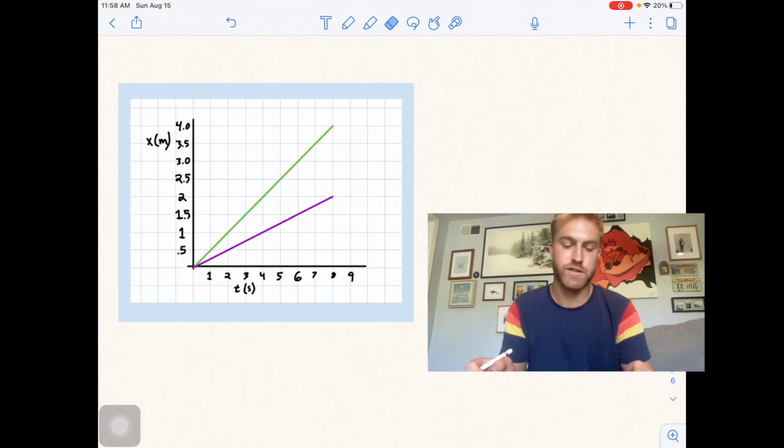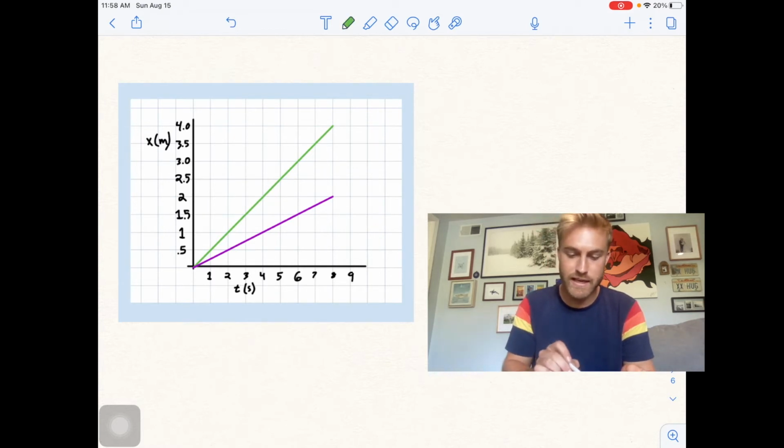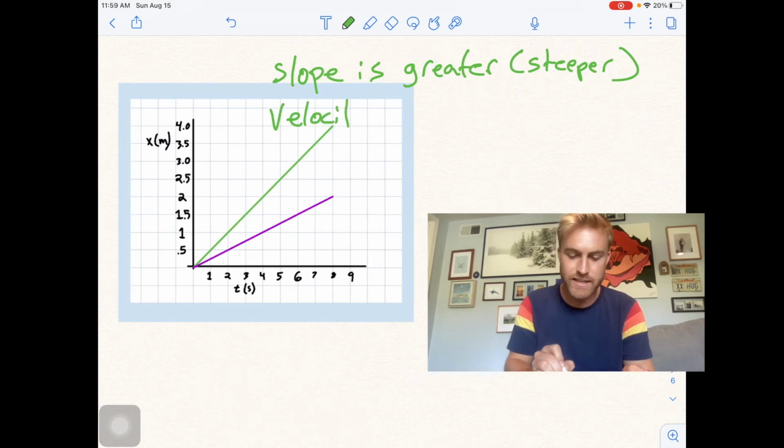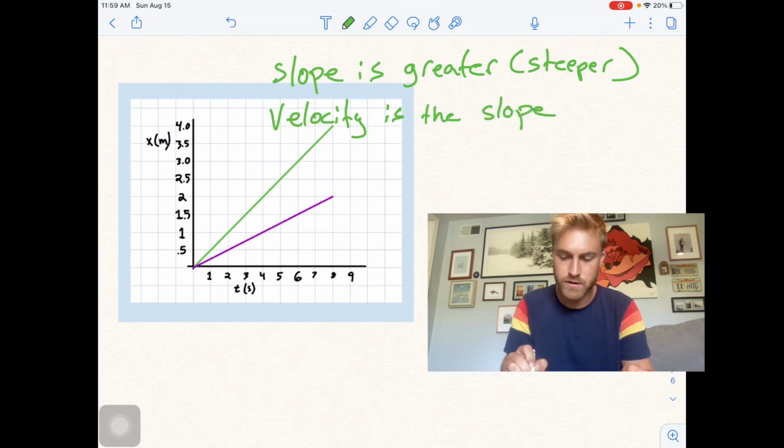Take a look at these two lines here. We have green monkey and purple snake. Off the top of your head, who do you think is moving faster? Which one has a greater velocity? Green monkey has a faster velocity because the slope is greater, or steeper. That's a steeper slope. And guess what? The velocity is the slope. The velocity is the slope of the line.